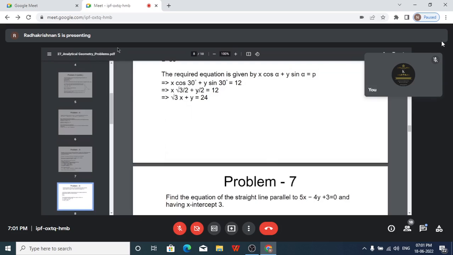So in the problem, find the equation of the straight line parallel to 5x minus 4y plus 3 equal to 0 and having x-intercept as 3. Somebody has to tell what the steps are, right? Sir, can I, sir? Yes. Who volunteered? I didn't. Nityashree? Yes, Nityashree, please go ahead.